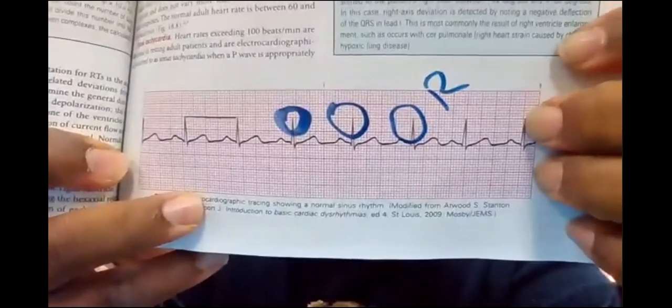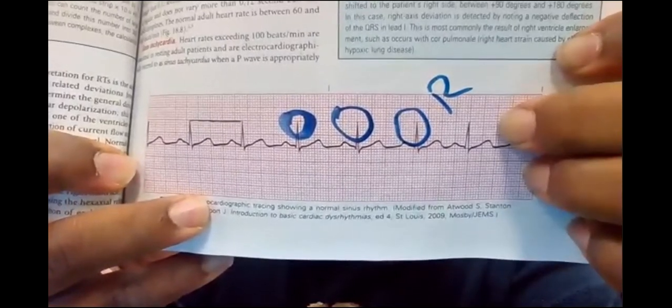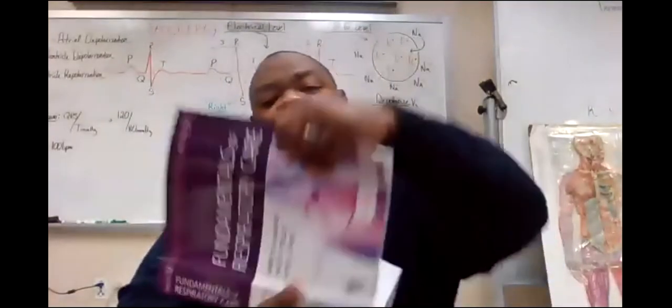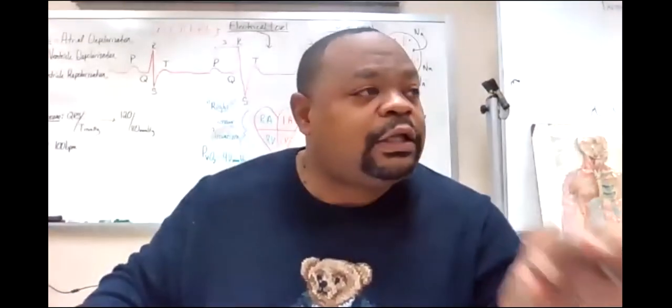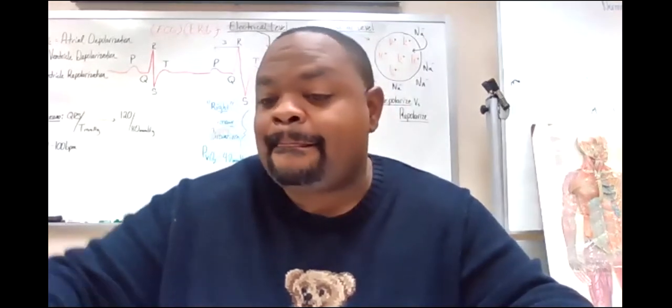Look right here. From here, 1 large box, 2 large boxes, 3 large boxes, 4 large boxes. So 4 large boxes. So look on page 358. If we have 4 large boxes, what is the heart rate? 75. Does everybody see that? Everybody online see that? Yes. Okay.